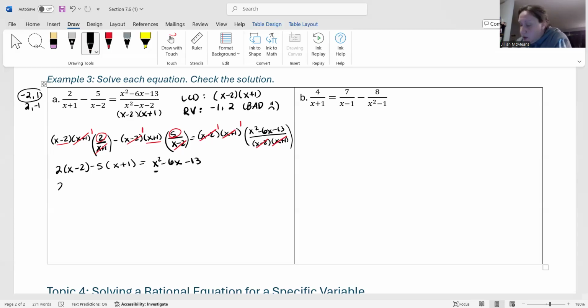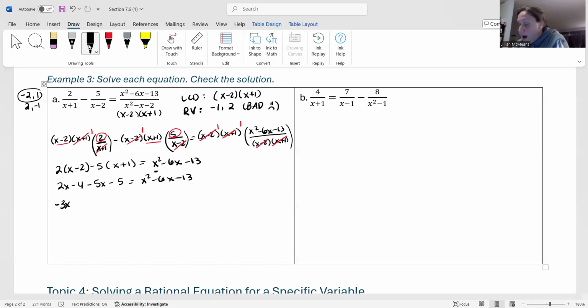So 2 times x is 2x. 2 times negative 2 is minus 4. Negative 5 times x is negative 5x. And negative 5 times 1 is minus 5. And that just equals x squared minus 6x minus 13. So now we combine like terms on the left. We have 2x minus 5x, which is negative 3x.